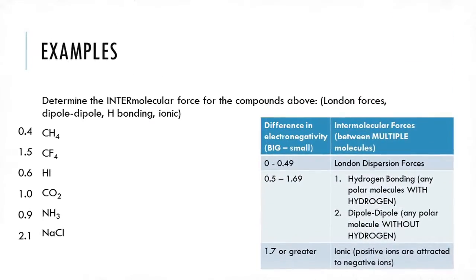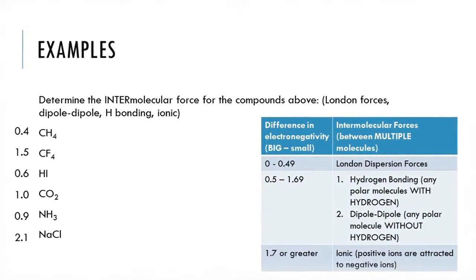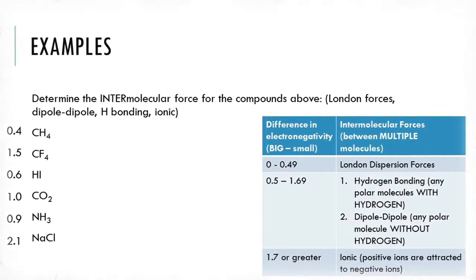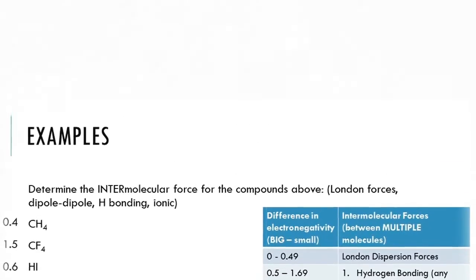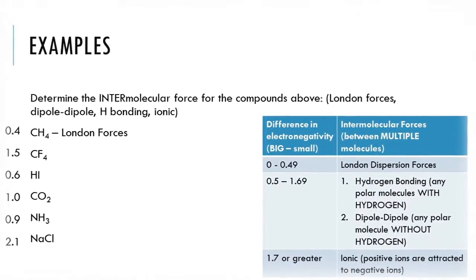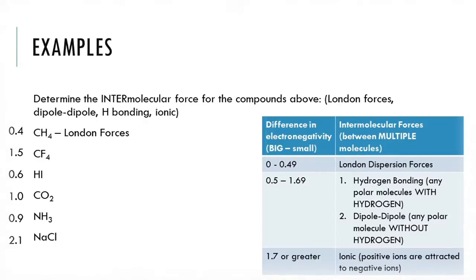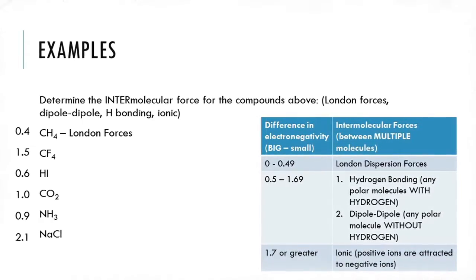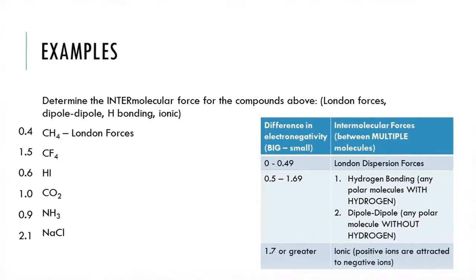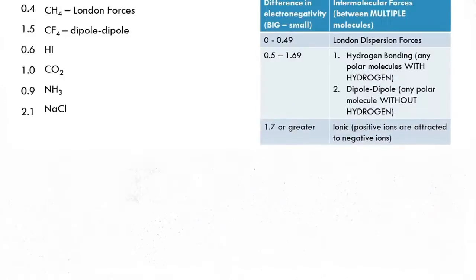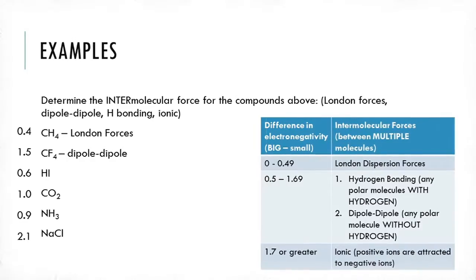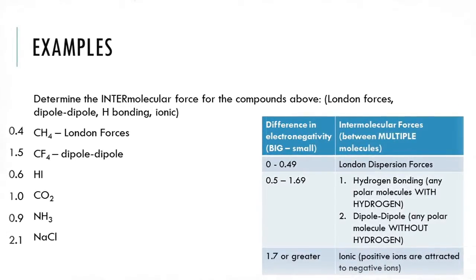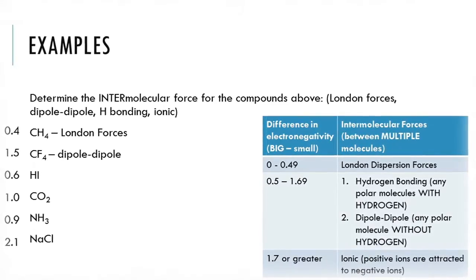So to determine the intermolecular forces, so whether it's a London force, dipole-dipole, hydrogen bonding, or ionic, we use the same values that we determined before. CH4 has an electronegativity difference of 0.4, so therefore it is a London dispersion force between multiple molecules. CF4 has a difference of 1.5. Because there's no hydrogen in there, that makes it a dipole-dipole.